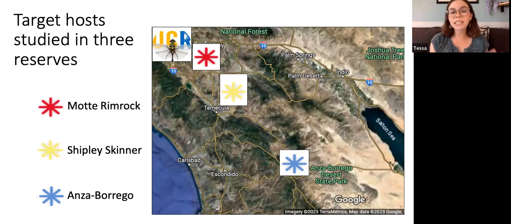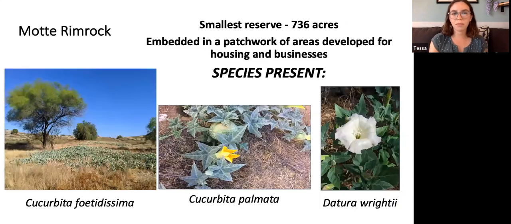So to test my predictions, I worked with three reserves in Southern California. Mount Rimrock, one of the UC natural reserves, is the smallest of the three. And it's embedded in a patchwork of areas developed mostly for housing and businesses. All three of my target species are present at this relatively small site.